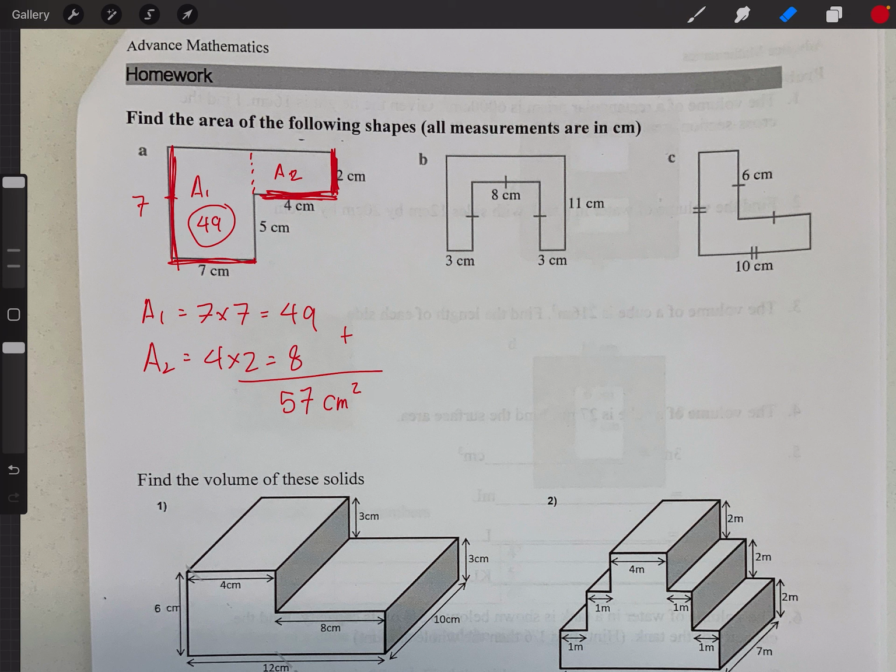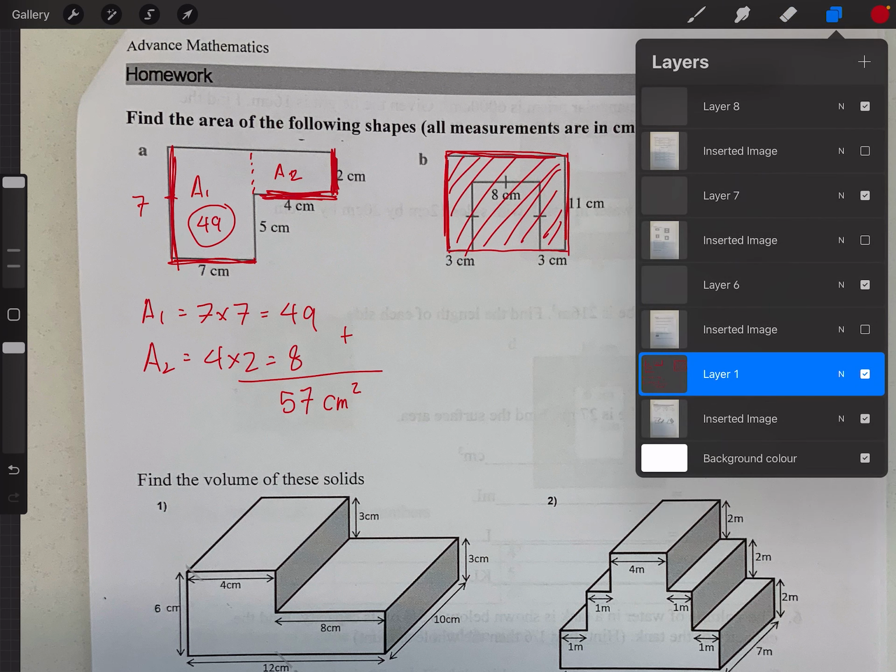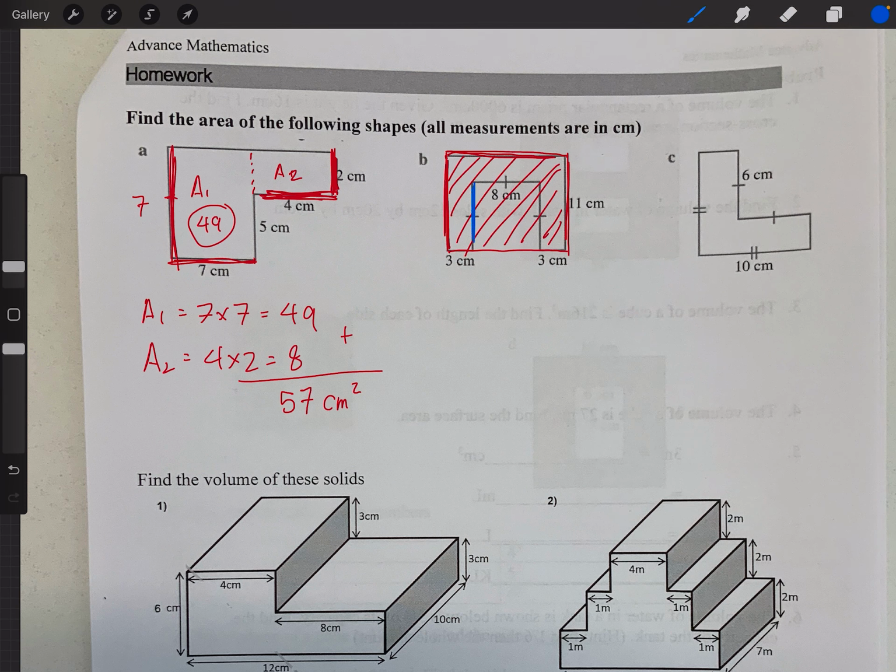Alright, another method you can do is, let's look at question B. Instead of finding 3 pieces like A1, A2, and A3, I'm not going to do that. I'm going to do the second method. What you do is you find the area of the big one, so you find the area of this entire piece, and then you subtract the area of this piece that's been cut out. So you take away that area there, and you're left with the shape that you want, right?